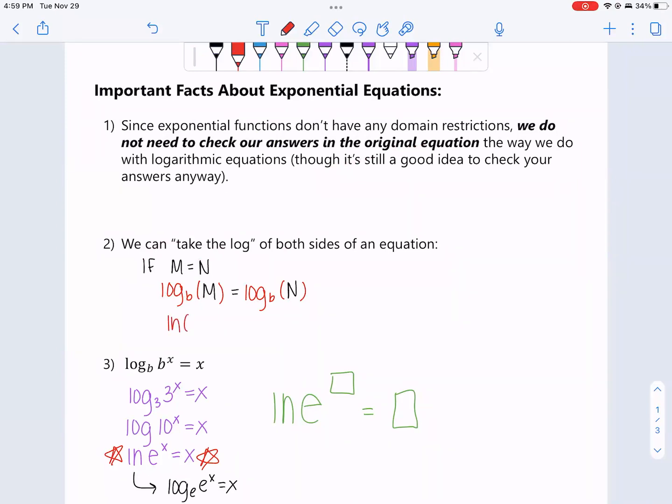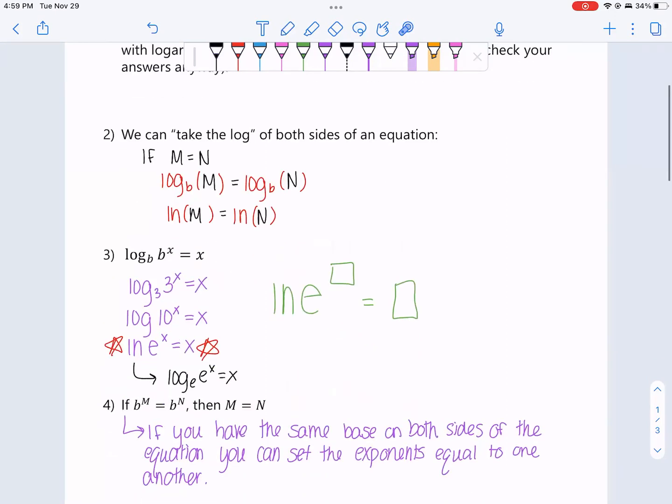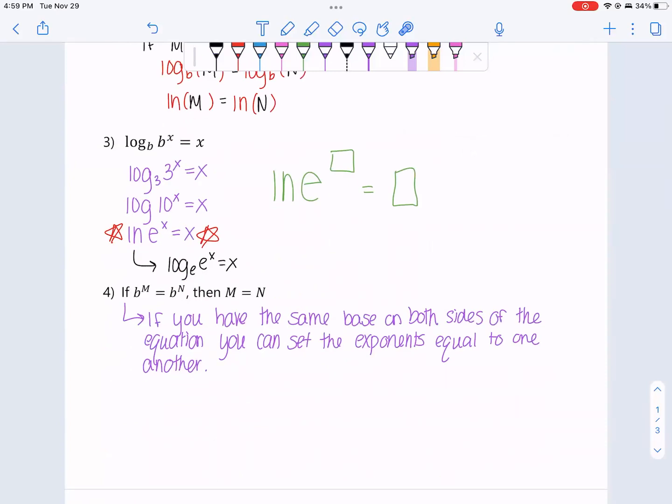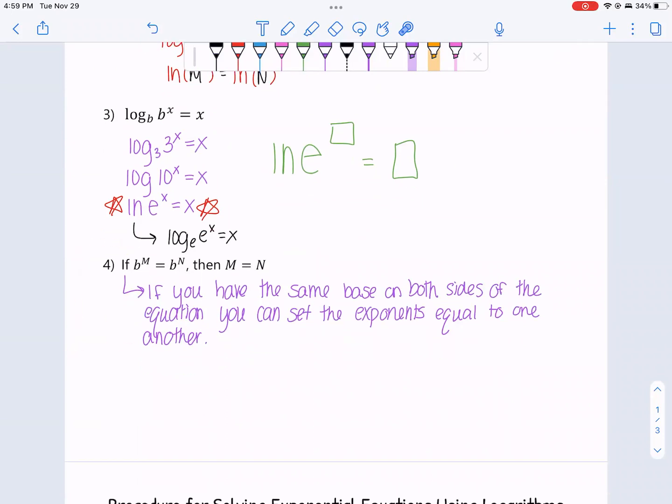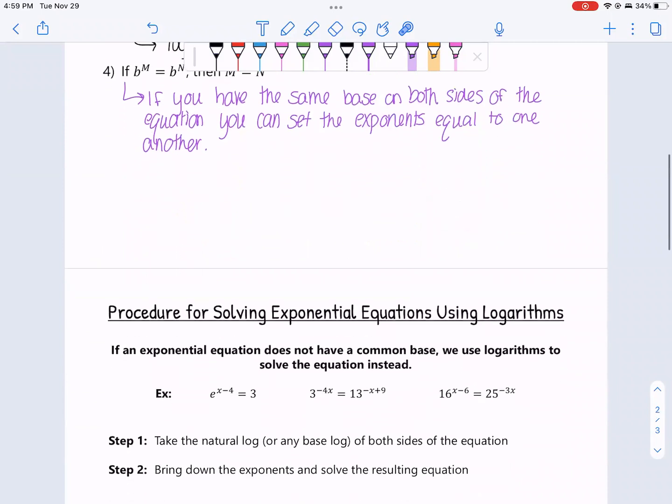So this would be the same thing as ln m is equal to ln n. You know what I'm trying to say. You could take log base b, whatever base. The most common base we use is base e. We talked about the rule that log base b of b to the x is equal to x, that cancels each other out. In particular, ln of e to the x is equal to x. And then number 4 was used for finding common bases.